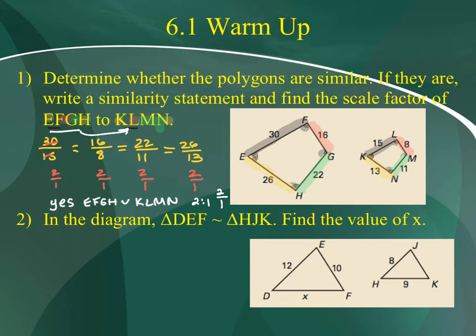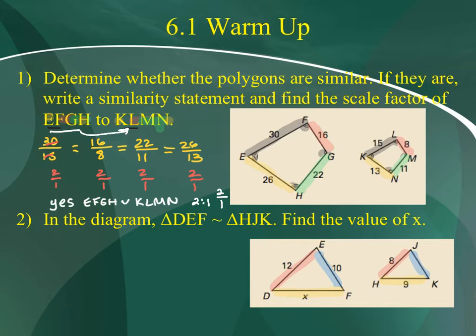Questions on that one? All right, number 2 says in the diagram, triangle DEF is similar to triangle HJK. Find the value of x. So if these are similar, then DE matches HJ, EF matches JK, and DF matches HK. So which of the side lengths, and we can go by color, which of the colors do I have values for both? The red one, right?